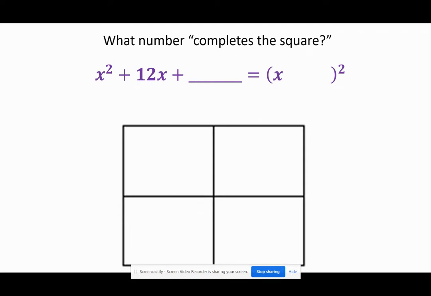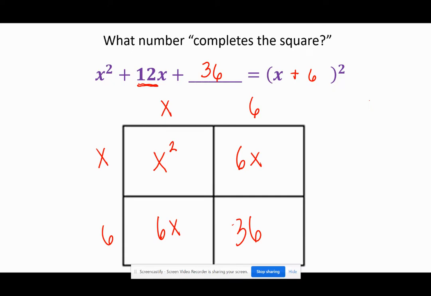One more, and maybe let's see if we can do this one without the box, right? Whatever the half of this is, that's what goes here, because that's what's going to end up on the outside. And whatever the half is squared is what goes here. So 6 times 6 is 36. I can do it the long way. This is x squared. Cut 12 in half, you get 6 and 6. This is x times 6, x times 6. 6 times 6 makes 36.